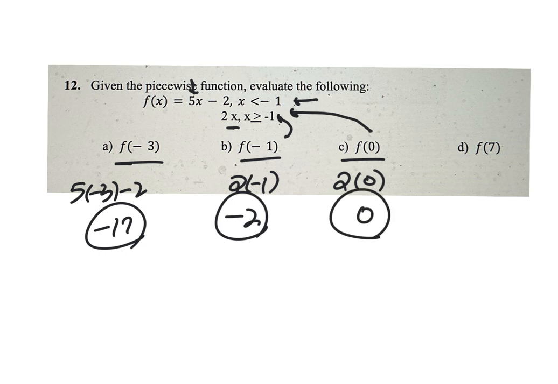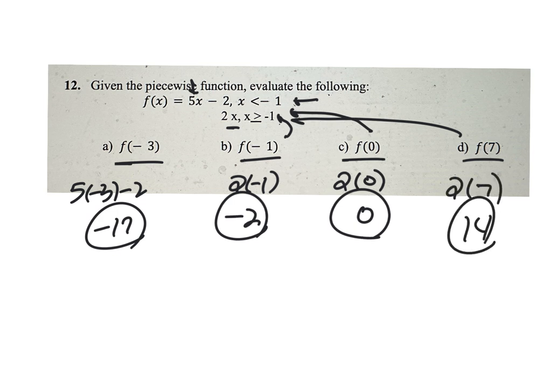And the last one, f of 7. 7 is also bigger than negative 1. So I'm plugging in the bottom one. 2 times 7 is 14. You should just get one number answers there. Some of y'all last week put some very strange looking answers for the piecewise. Hopefully that helps.